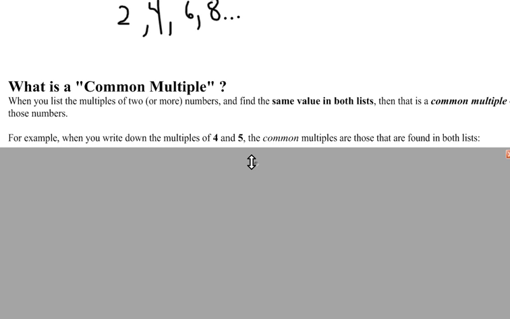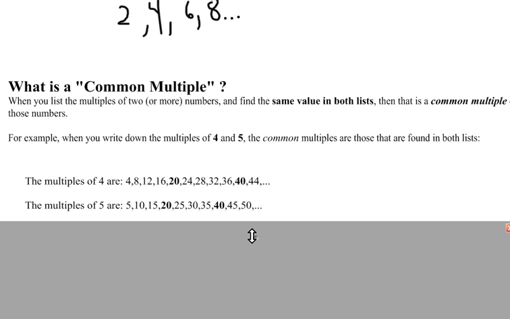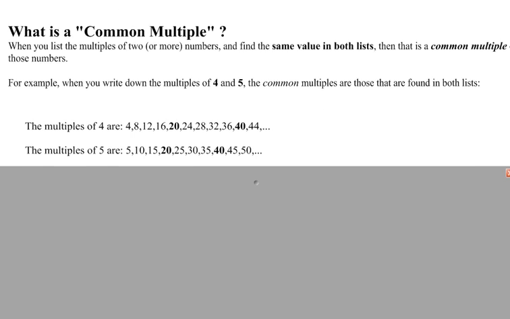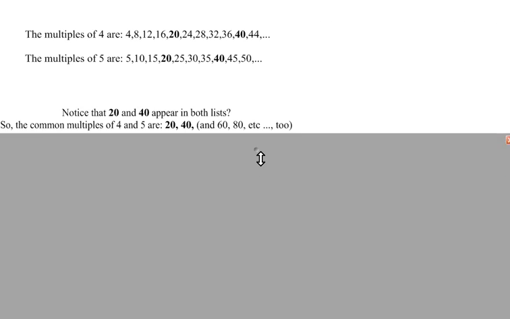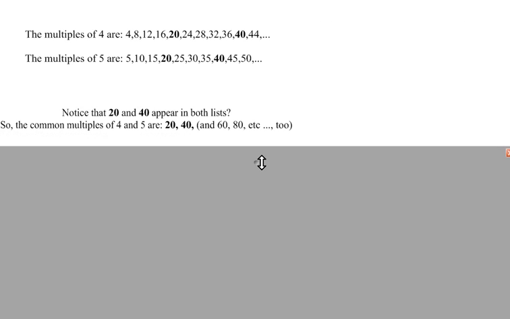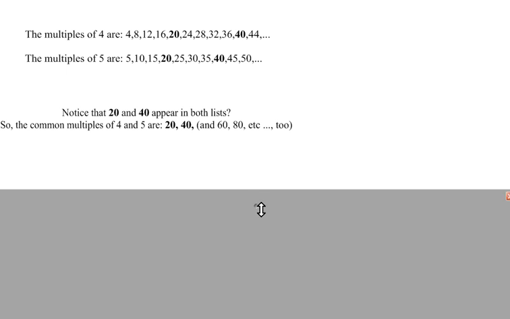So for example, when you write down the multiples of 4 and 5, the common multiples are those that are found in both lists. So if we look here at the multiples of 4, we've got a match with 5 when we hit the number 20. We also have a common multiple when we hit 40. So there's a couple common multiples that we found here. Notice that 20 and 40 appear in both lists. So the common multiples of 4 and 5 are 20 and 40. And there's more if we kept going, 60, 80, etc.